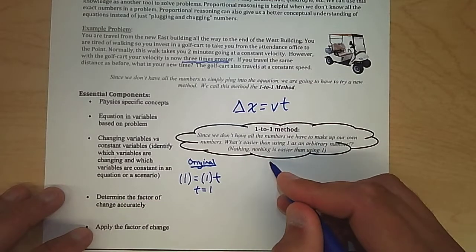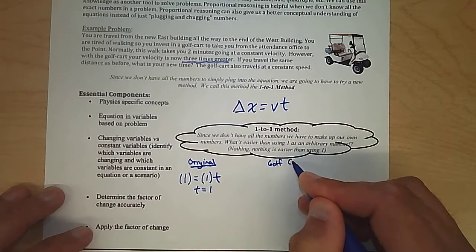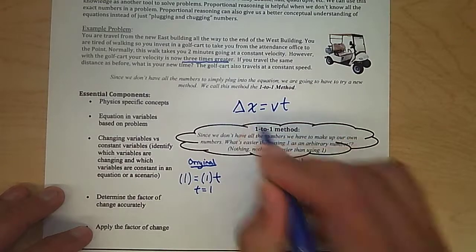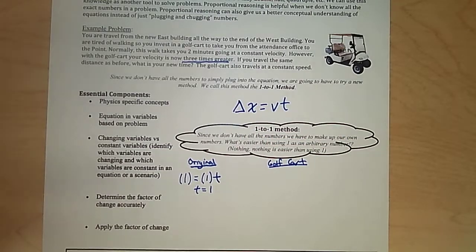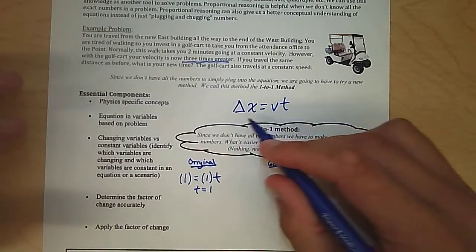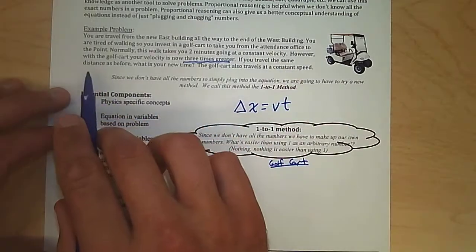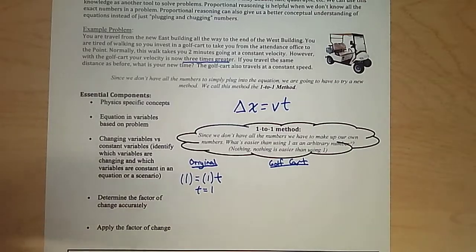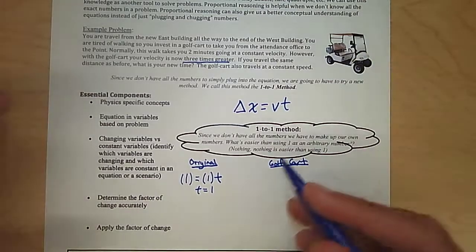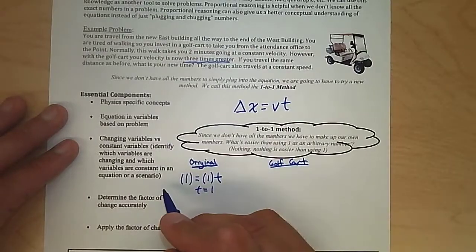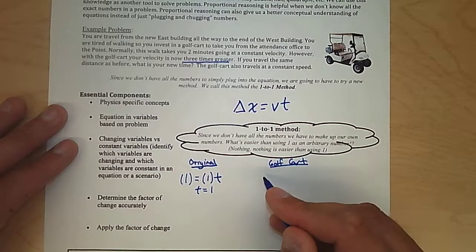So if I look at my new scenario with the golf cart, here I have delta x, and I want to see how these variables changed in my new scenario, if at all. For instance, it says that I traveled the same distance as before. That makes sense. I'm going from the attendance office to the point. That distance hasn't changed, so my distance before was 1, and I'm just going to keep that as 1.